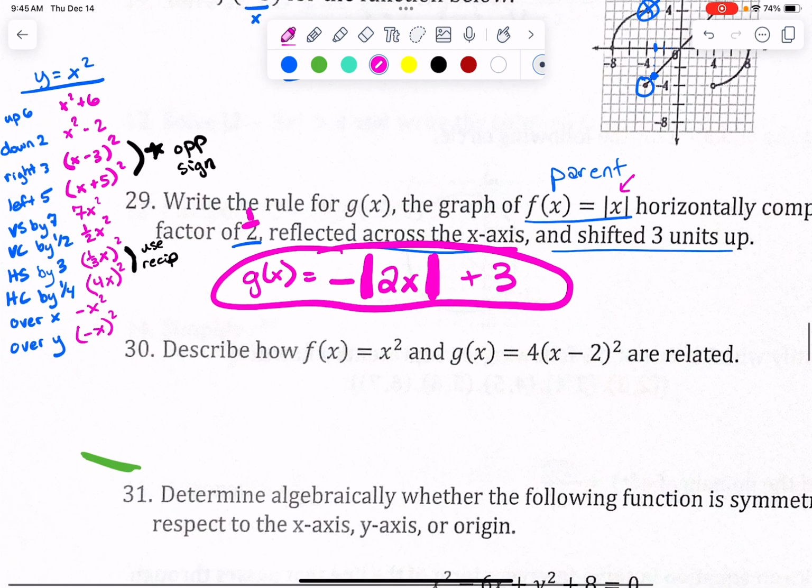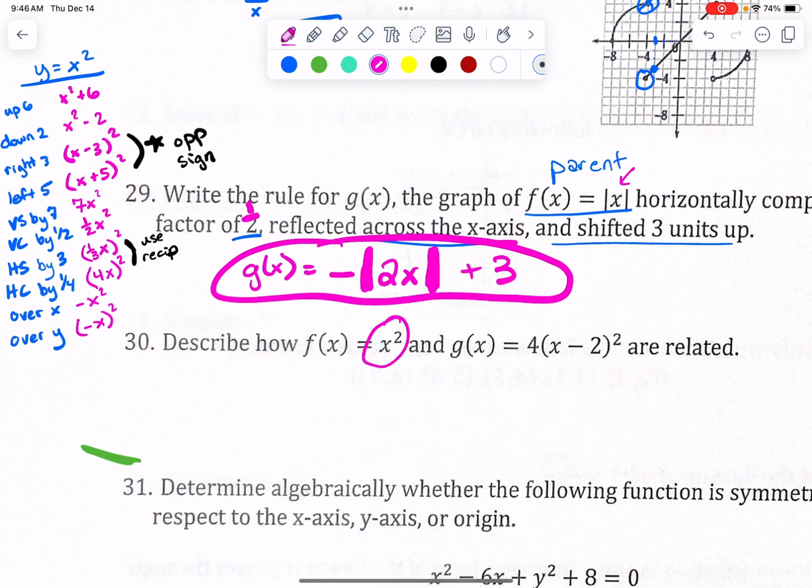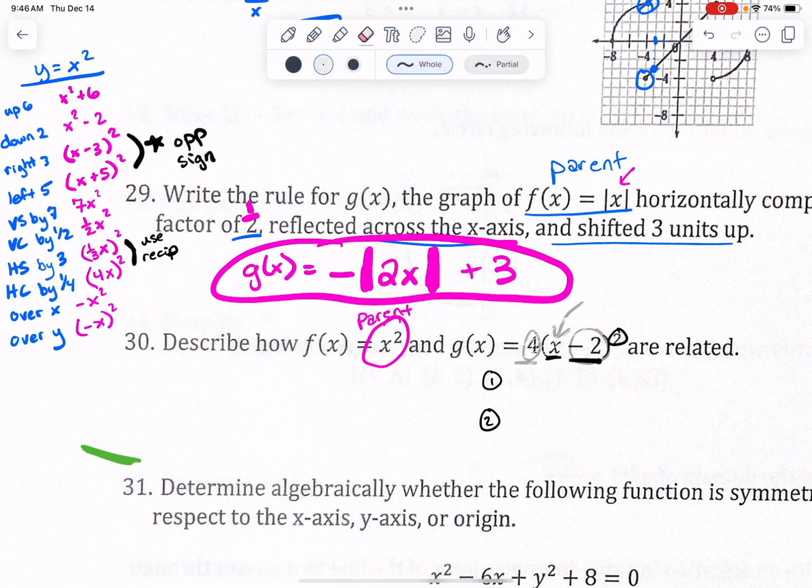Okay, and then 30 kind of goes with that. It says, what are all these things doing? So here's my x squared. That's my parent function. And then let's figure out how many things are happening. So if I find my x squared, this minus 2 is happening and the 4 is happening. And then we just need to decide which one happens first. So if I were to plug a number in for x, would I subtract 2 or would I multiply by 4? I would subtract 2 first. So I'm going to put that on the outside here. The minus 2 is going to come first, and then the 4 is going to come next.